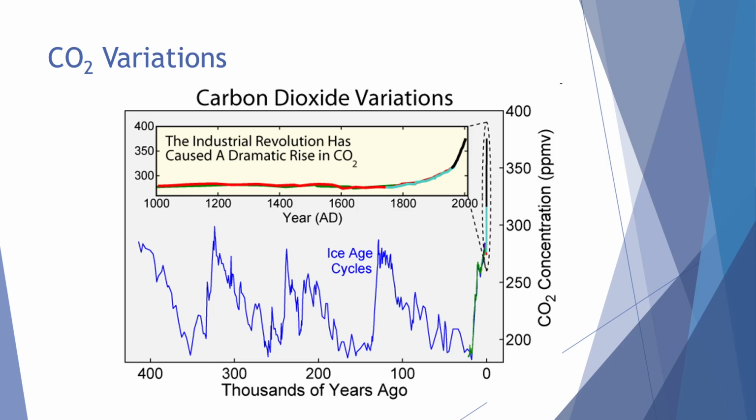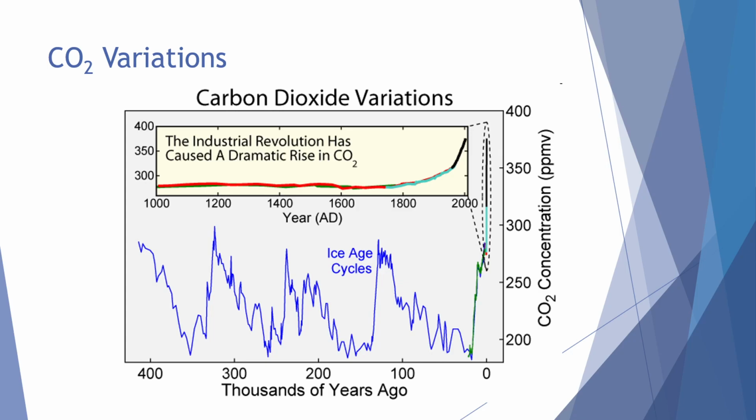We can see this traditional, what we call a hockey stick curve, where the concentration of carbon dioxide has remained steady for hundreds of years, thousands of years in some cases. And the introduction of the Industrial Revolution caused a dramatic shift, and that's where we get that hockey stick shape from.